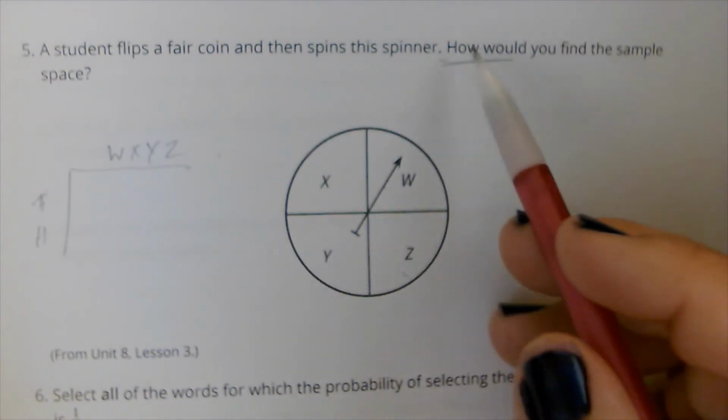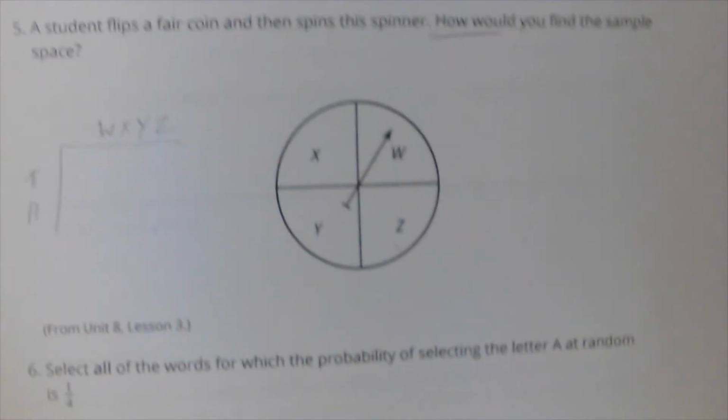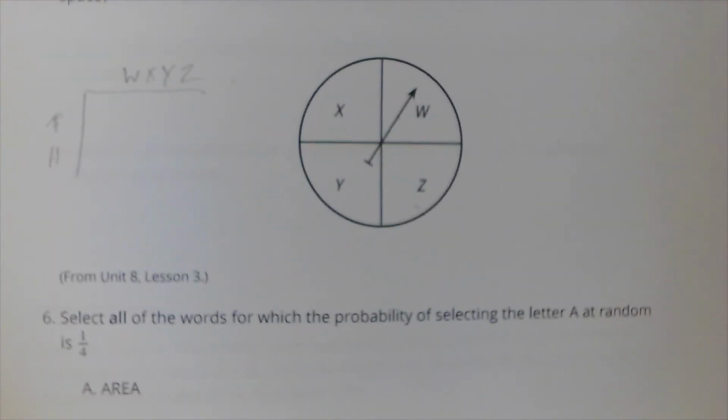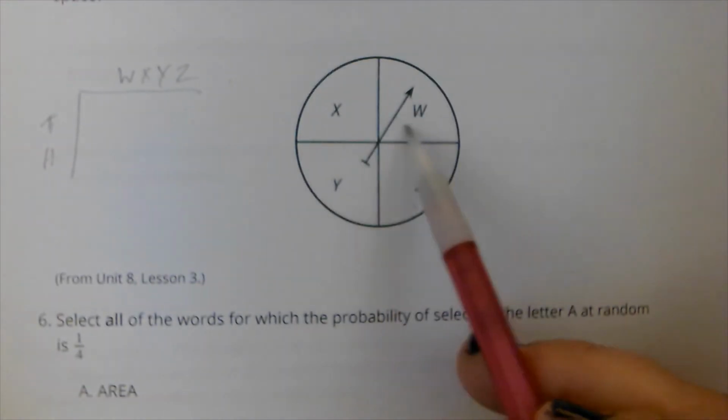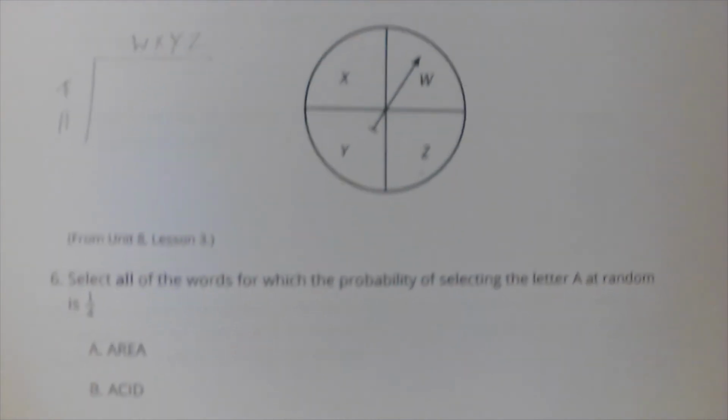So I was looking for you to describe how. Not to actually do it, but to describe in words how to do it there. You also could say, take each outcome in the spinner and put tails with it, and then do the same thing and put it with heads. So whatever makes sense to you to describe how that works.